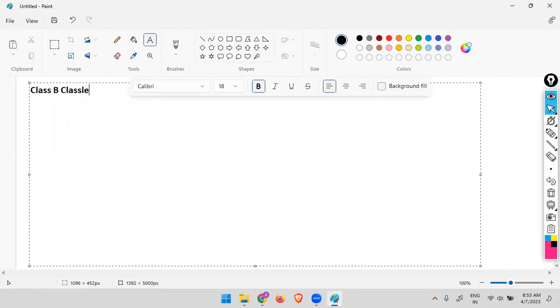Class B, classless. Let's say your IP address is 172.16.0.1. The default slash value is 16. Let's go with /17. According to this, network bits are 17. Host bits, 15. Correct. Subnet mask. How many borrowed bits? Only one.